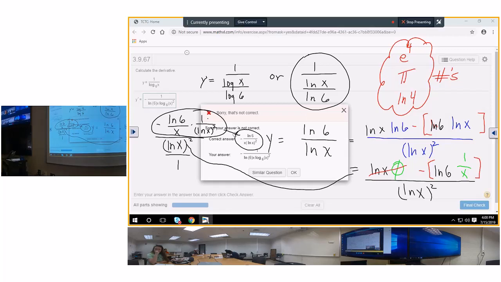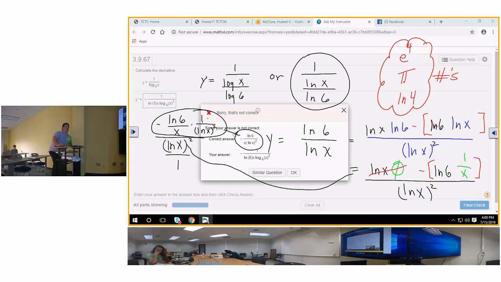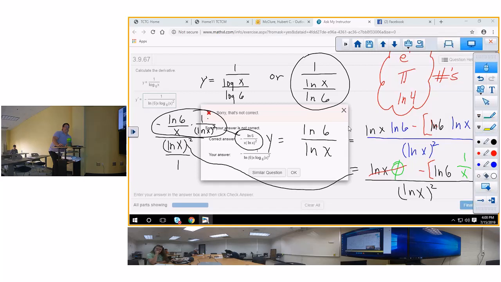These are good test questions. I like them because they've got everything in them. You got the power rule, you got the product rule, you got the quotient rule, you've got the natural log. These are good problems. I don't know why they don't put explanations with them.